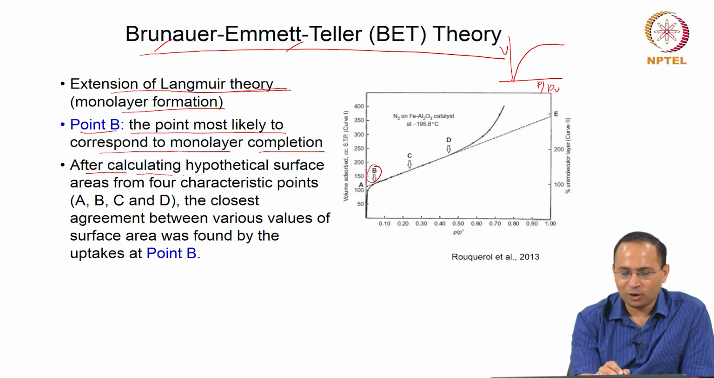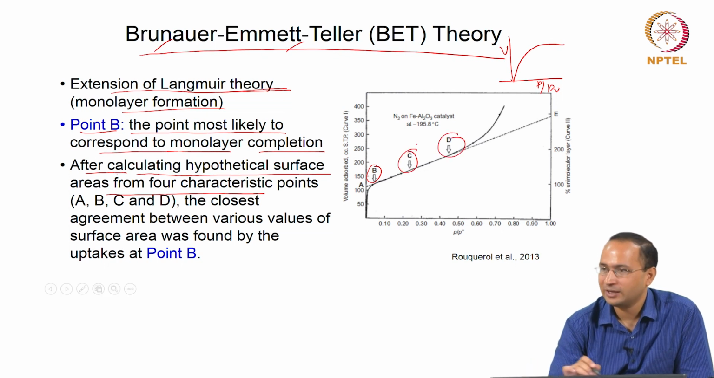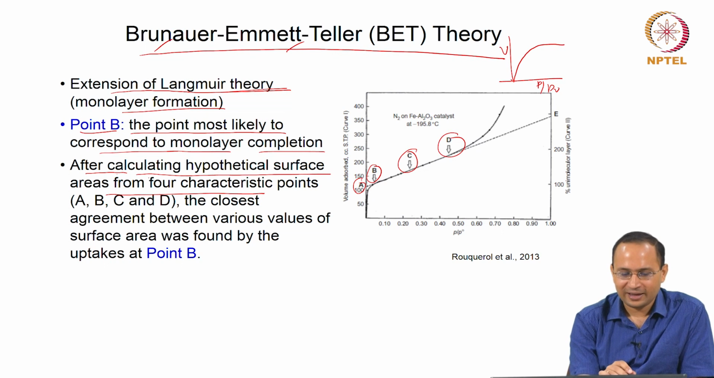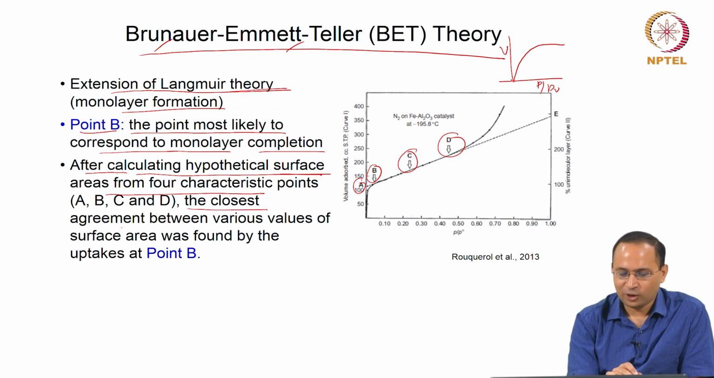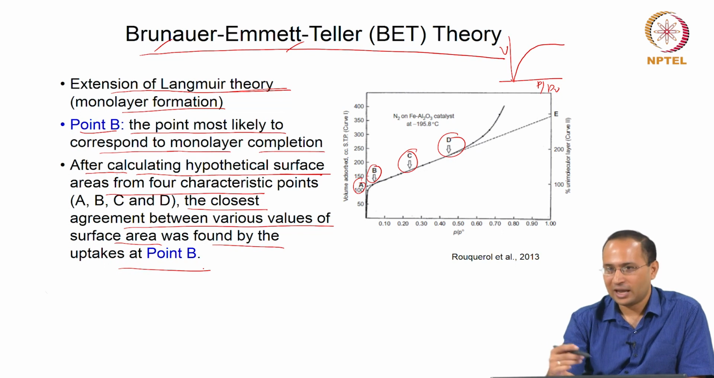After calculating the hypothetical surface areas, they took these points A, B, C, D, then calculated the surface areas, and the closest agreement between the various values of surface area was found by the uptake at point B. So, you can calculate surface areas based on this volume, but the closest agreement they found was for point B.